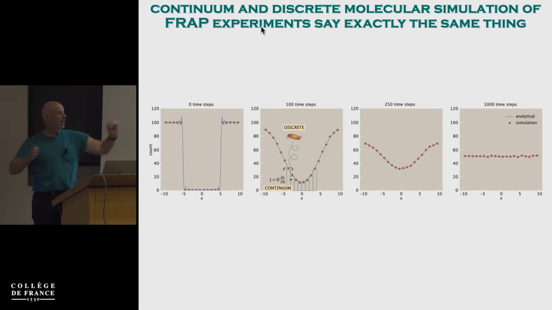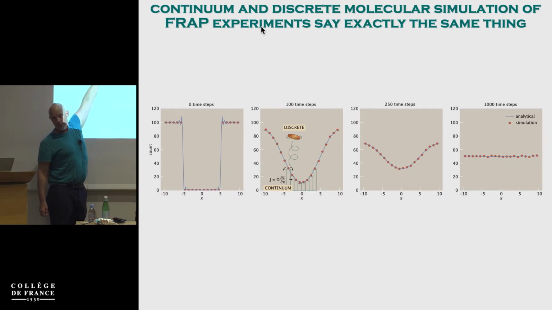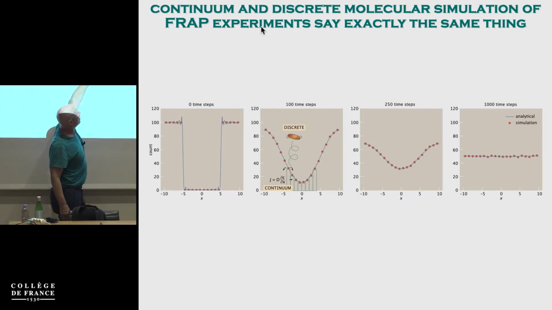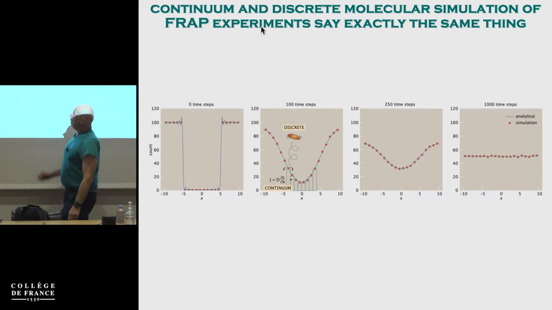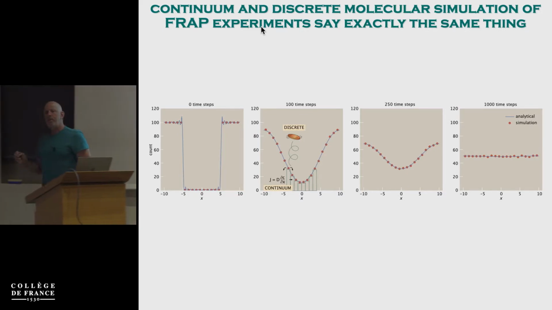So I have a one-dimensional cell. Here, initially, we kill off the fluorescence in this region, and then we solve the diffusion equation to find out. We solve this field theory to find out what happens to the concentration over time. And in the long time limit, it becomes uniform. What I'm showing you here, the red dots, this is really to try to make a big point.